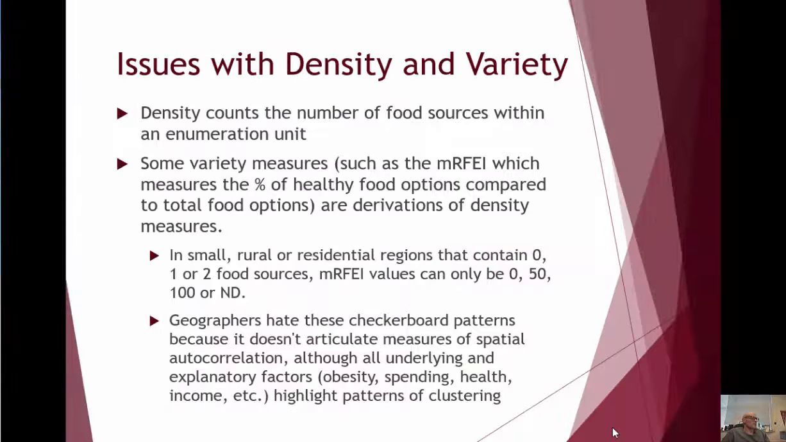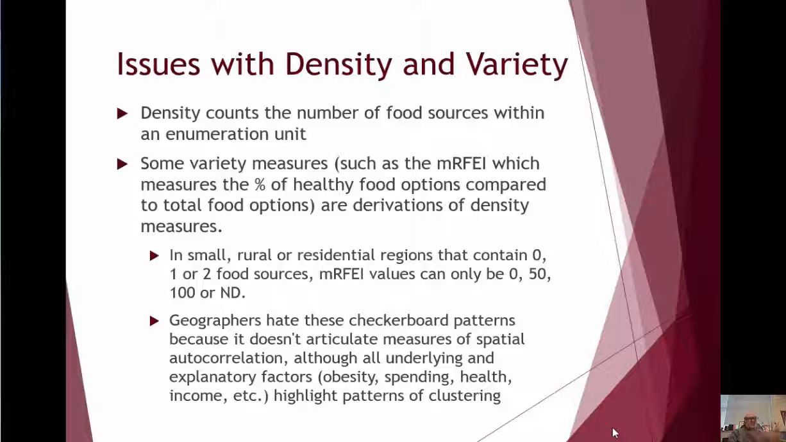Now, these maps look really pretty, but there's a lot of issues with density and variety. When we measure density, we're basically counting the number of food sources within an enumeration unit. An enumeration unit is just a polygon, like a county or a zip code or a census tract. If you've taken GIS before, you've heard these terms. There are a lot of variety measures, such as the Modified Retail Food Environment Index or the Retail Food Environment Index, but we run into issues with those because if we work in small, rural, or residential regions that might have just 0, 1, or 2 food sources, your possible values are 0, 50, or 100. So if 1 out of 2 food sources is healthy, it's 50%.